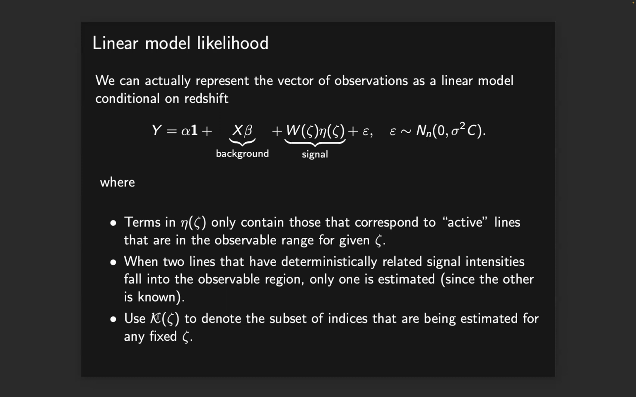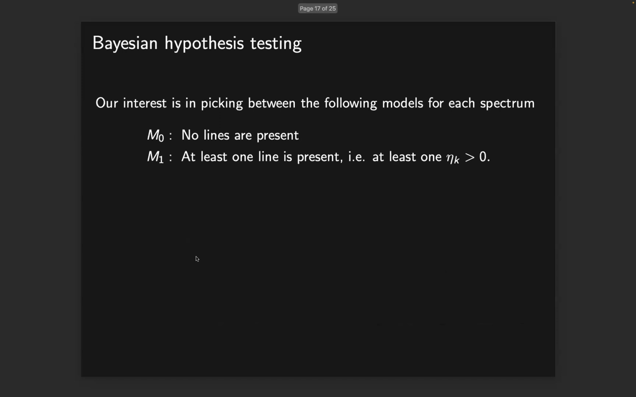And then this notation, this capital K, we just use it to denote the subset of indices being estimated for this fixed redshift. This will matter in a moment. Okay, so now we have a model. I'll define priors in a moment, but we want to do a model selection, or basically Bayesian hypothesis testing.